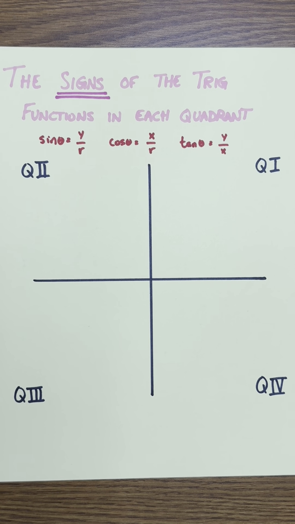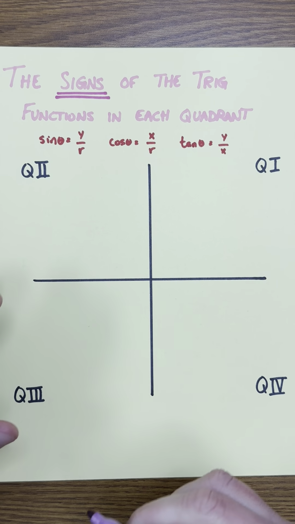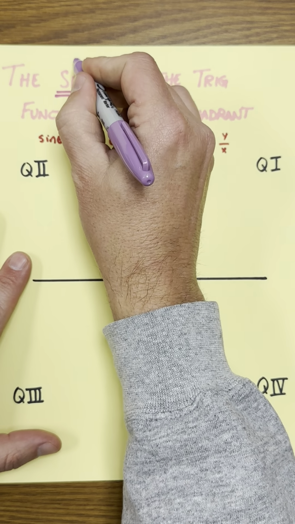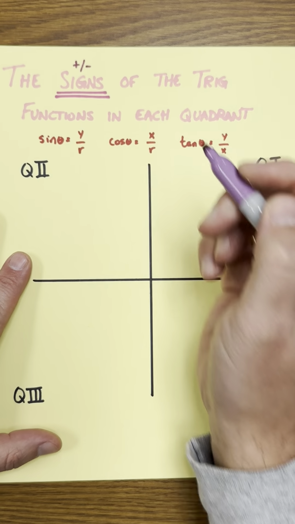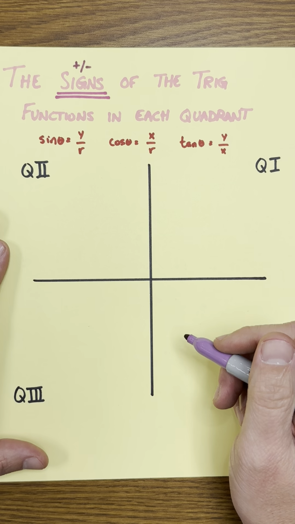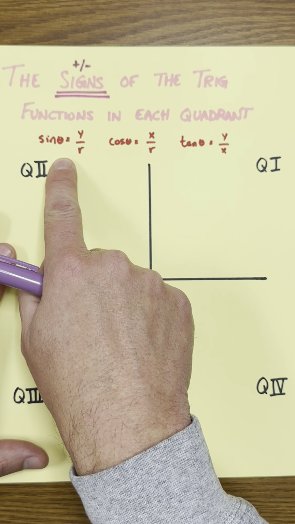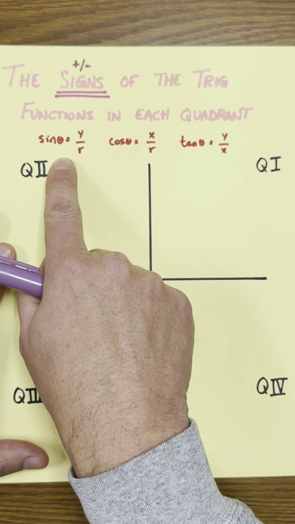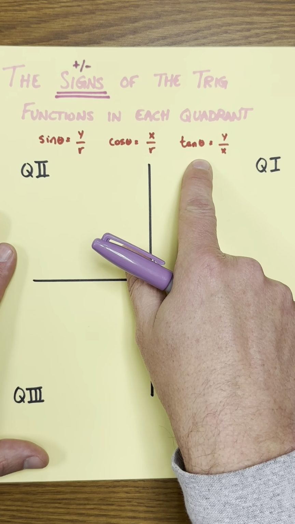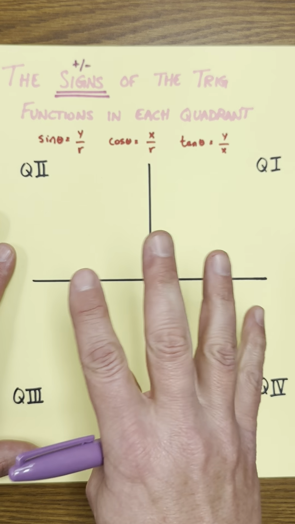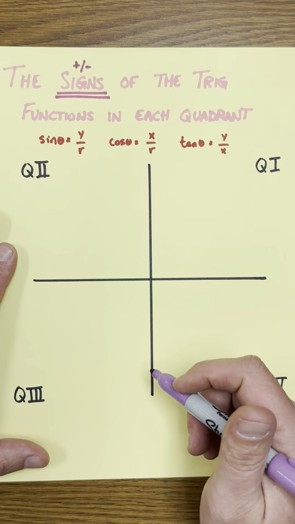In this video, I want to go over the signs. By signs, I mean the plus or minus signs of the trig functions in each quadrant. Now, I went ahead and wrote on here the coordinate point definitions that we saw in a previous video, which are going to be important to understanding the signs, positive or negative, of each of these trig functions.